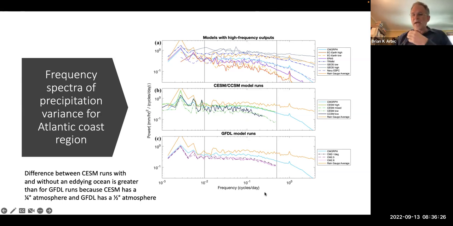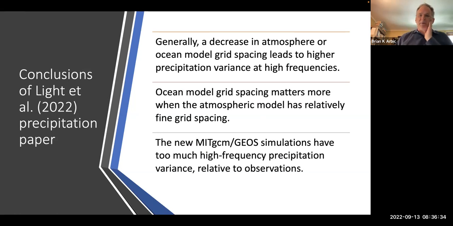So it's outlined in the paper. It's actually in some tables, perhaps a little more clearly than you can see in these spectra. So the point of that paper is that a decrease in atmosphere and ocean model grid spacing leads to higher precip variance at high frequencies. The ocean model grid spacing does matter, but especially when the atmospheric model has relatively fine grid spacing also. And the new MIT GCM GEOS simulations have too much high frequency precipitation variance, but I haven't looked at the very latest simulations of this, which are even higher resolution. So I don't know which direction things will go there.